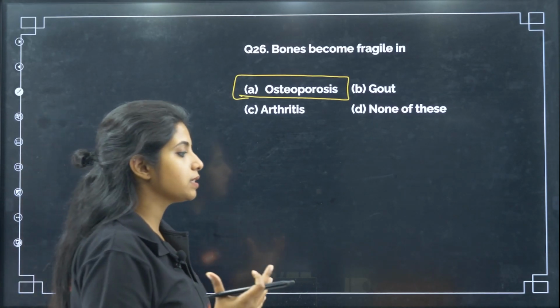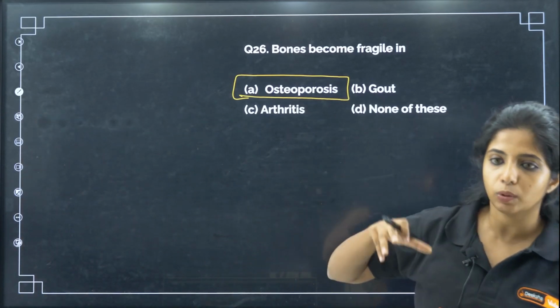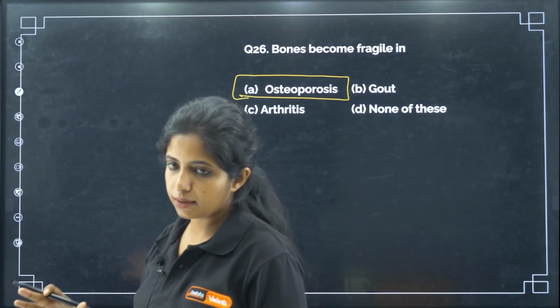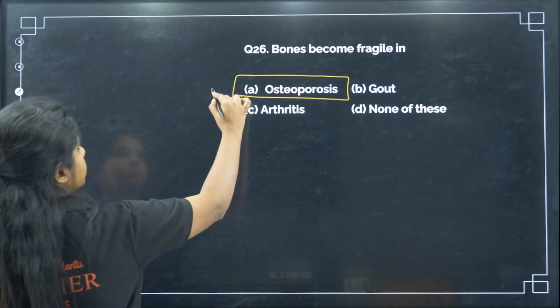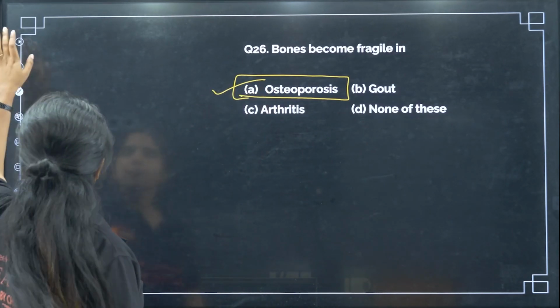Not gout. Gout is basically caused when you have uric acid being accumulated between the joints. Arthritis is also not that thing. It is osteoporosis. A. Okay.